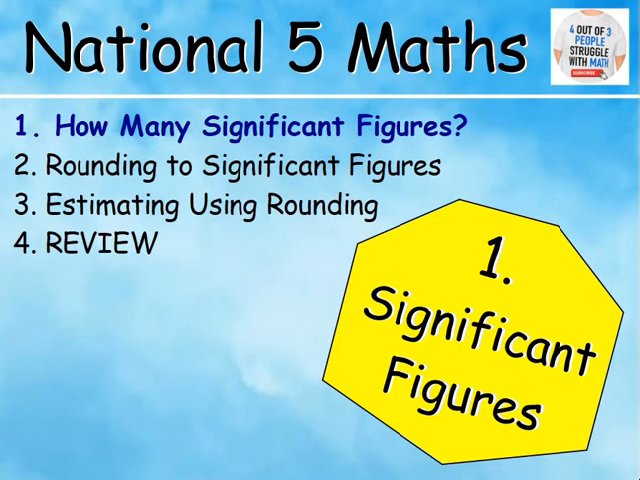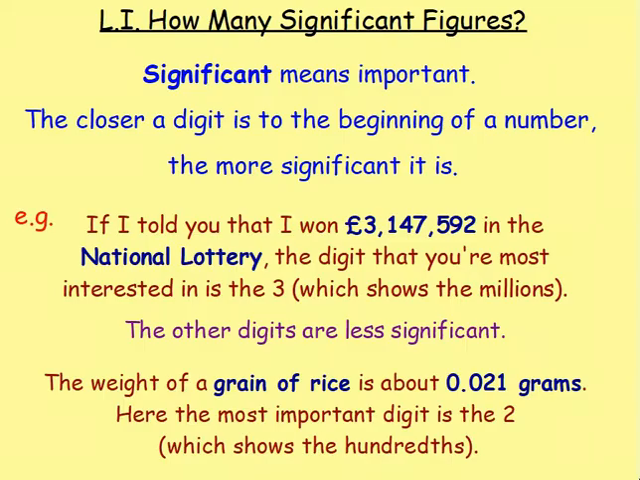Significant figures. Well, we started off looking at what significant figures are and then working out how many significant figures are in a number. It started off explaining that significant just means important, and the closer a digit is to the beginning of a number, the more significant it is. For example, if I won £3,147,592 in the National Lottery, well, what you're taking from that is that I won £3 million. It's the 3 that is the most important.